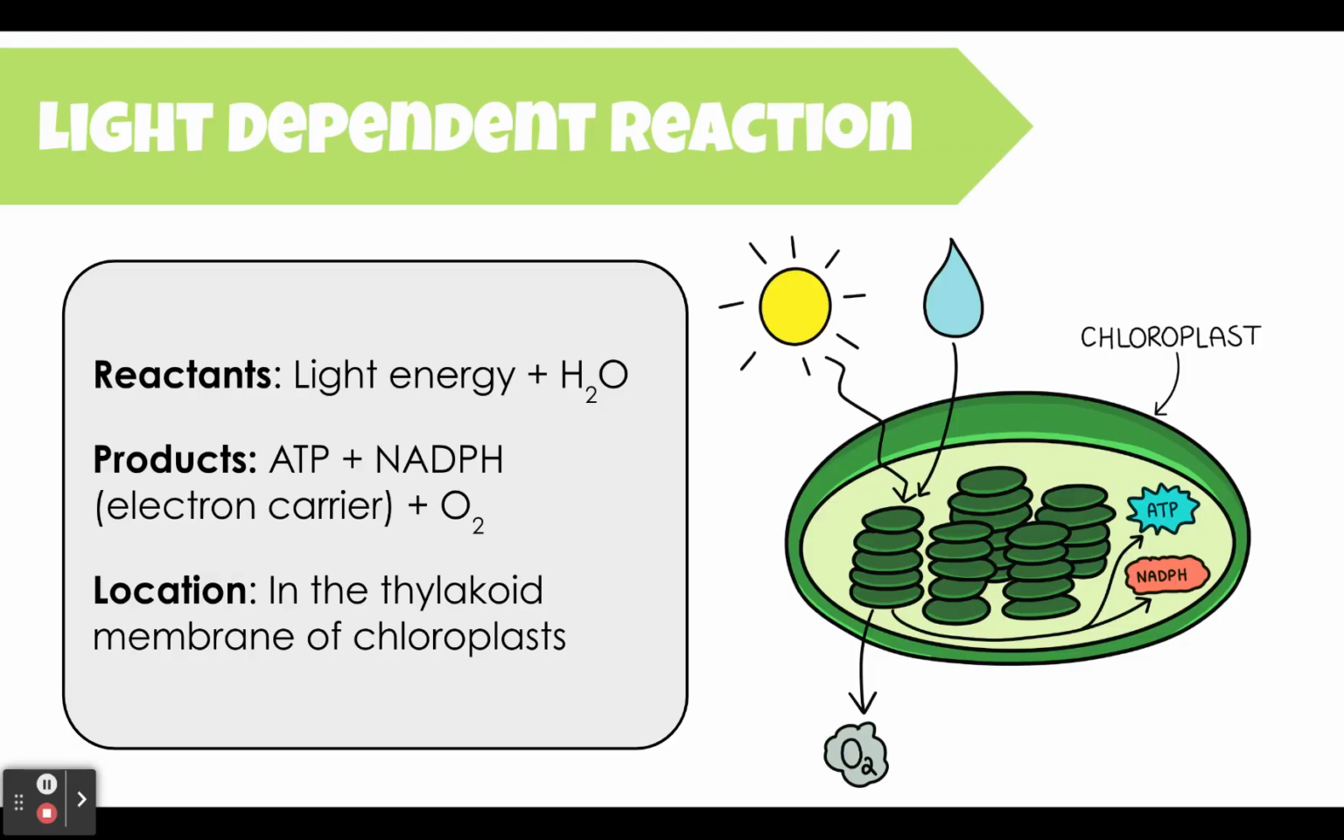So this is happening within those thylakoids of your chloroplast. Again, those little stacks of pancakes. So we made some ATP, but again, the goal of photosynthesis is not to make ATP. So that ATP as well as the NADPH are going to be important for the next part of photosynthesis.